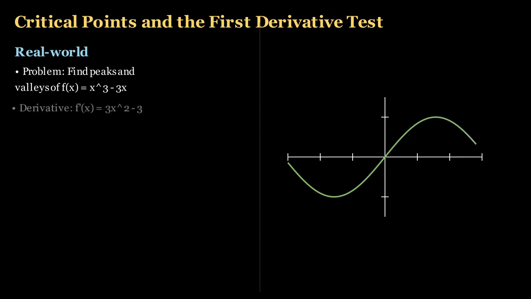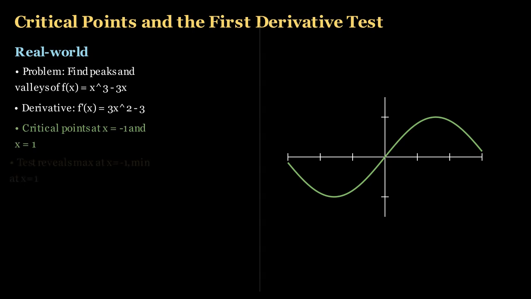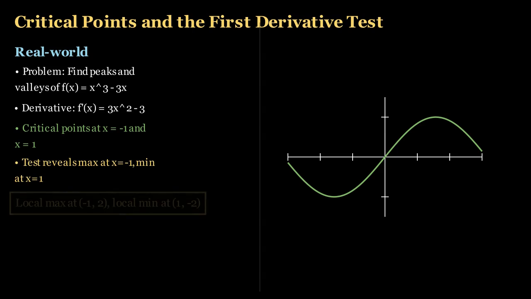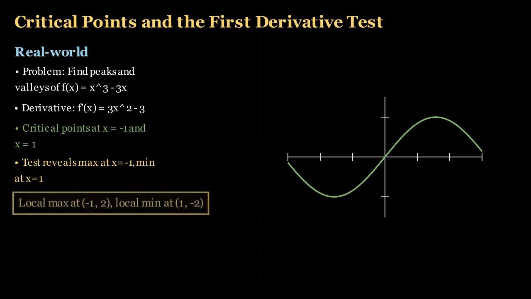Now we test intervals. For a number less than negative 1, like negative 2, f prime is positive 9, so the graph is rising. Between negative 1 and 1, say at 0, f prime is negative 3, so it's falling. For numbers greater than 1, like 2, f prime is positive 9 again, so it's rising. The sign goes positive, negative, positive. That means at x equals -1, we switch from rising to falling, a local maximum peak.